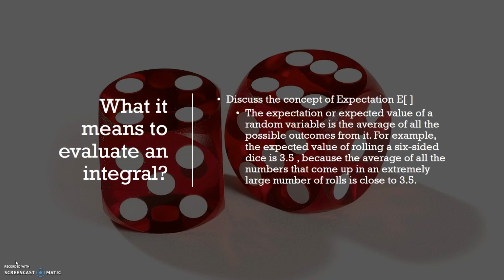So what does it mean? In this example I have a dice with 6 sides, so my possible outcomes are 1, 2, 3, 4, 5, and 6. So what will be the expected value of the die? The expected value of the die will be the average of all these possible numbers, which is equal to 3.5.